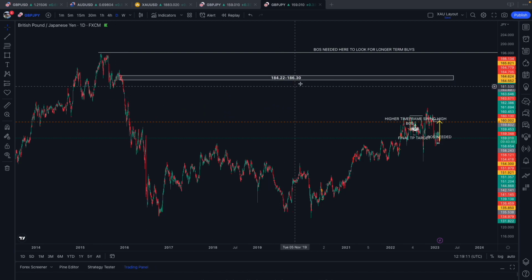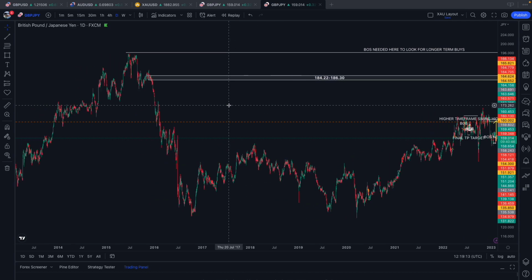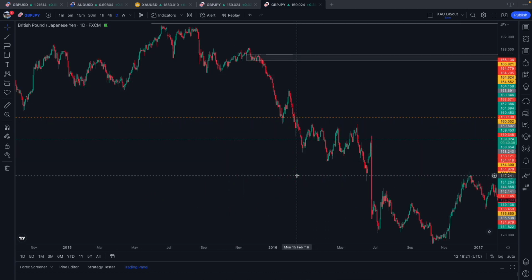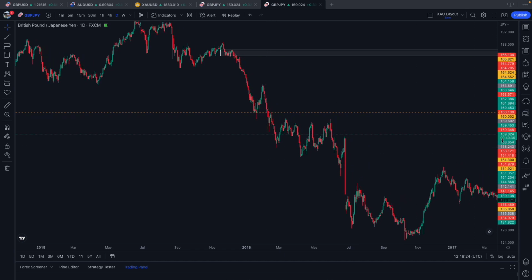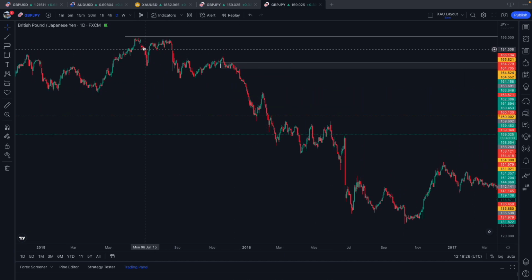So as you can see, I've already highlighted a zone here. What we can do is have a deeper look and see if we have missed any other unmitigated areas within this market. What I like to do is scan over the entire market. So we could say that there's some inefficient structure in between this high and the lows that were created here.